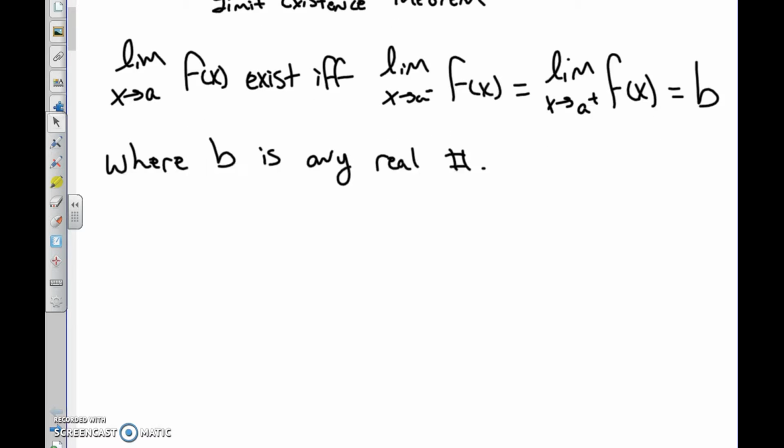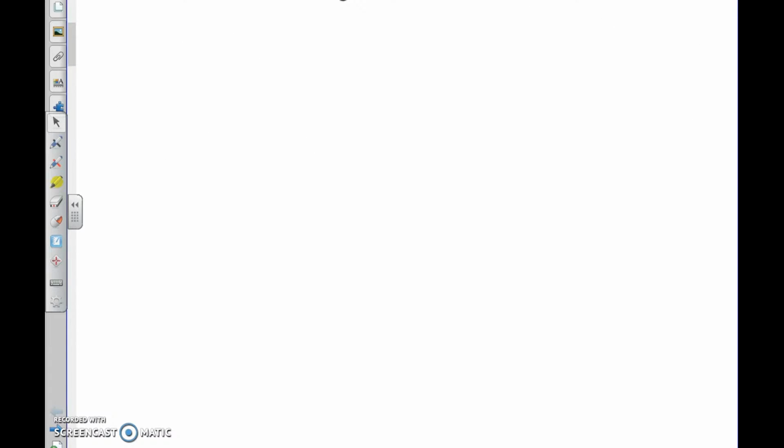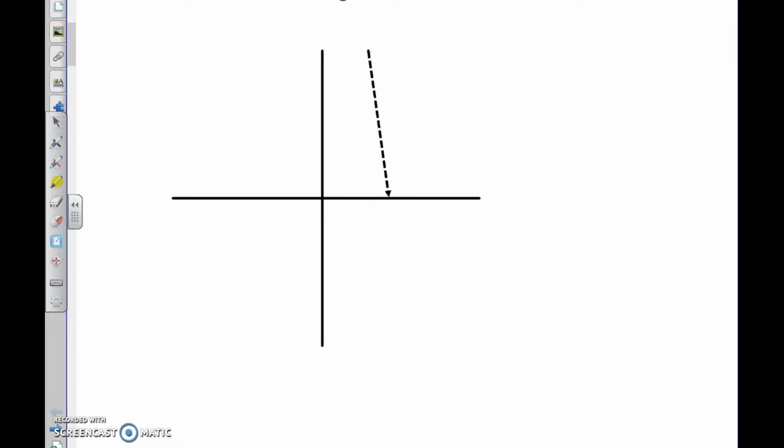So what I'm going to do is draw a few things here and go through a few times where a limit doesn't exist and where a limit does exist. So here we've got our coordinate plane drawn. Let me go ahead and mark a vertical asymptote somewhere through here, just so we can have that example. So let's say there's a vertical asymptote there.